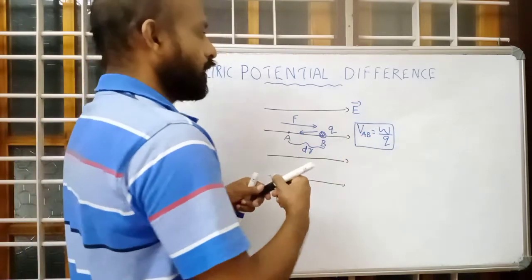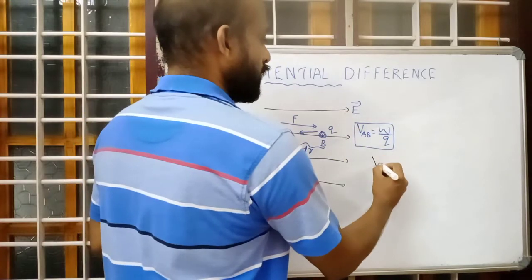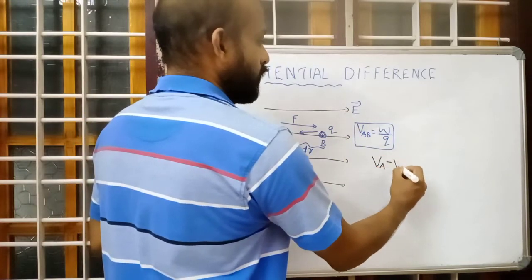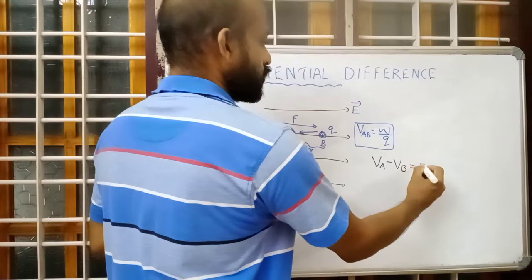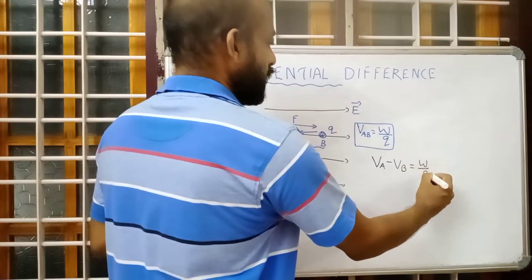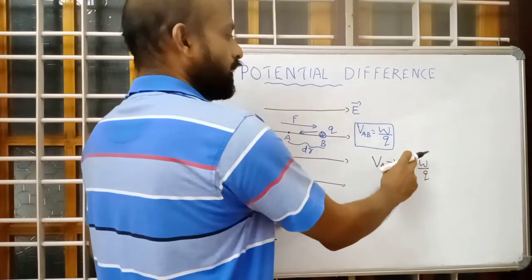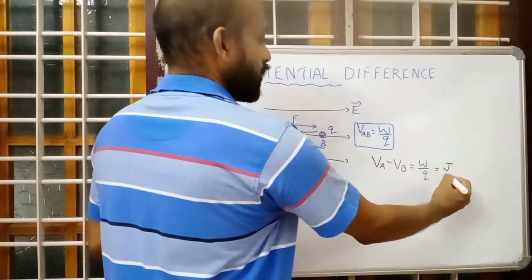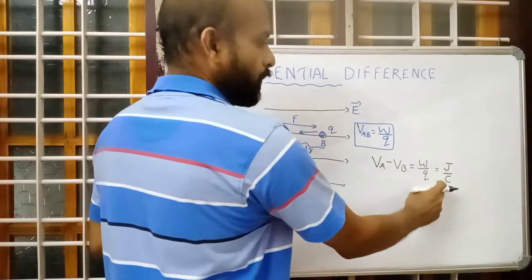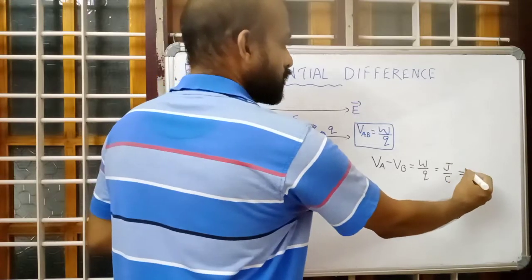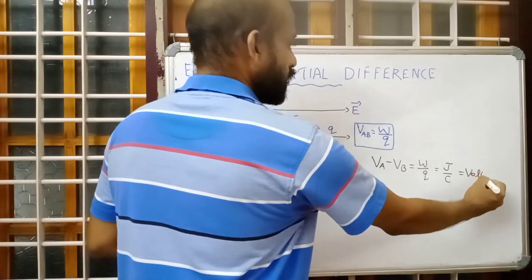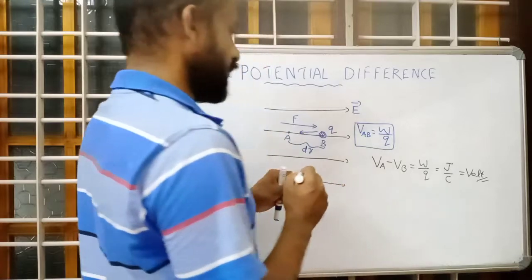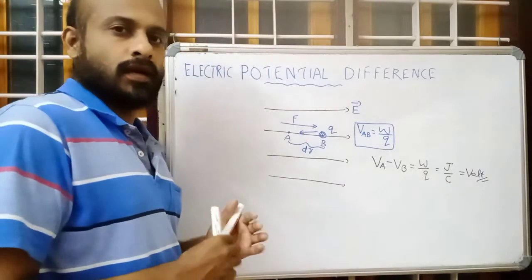Or in other words, we can write potential difference VAB as VA minus VB, the difference in potential between A and B, is equal to the work divided by charge. So what will be the SI unit? Work has the unit joule and charge has the unit coulomb. Joule per coulomb is the SI unit, otherwise known as volt. Volt or joule per coulomb is the SI unit of potential difference.